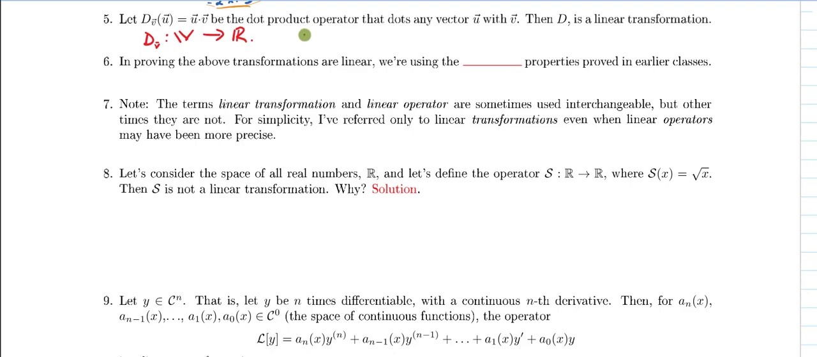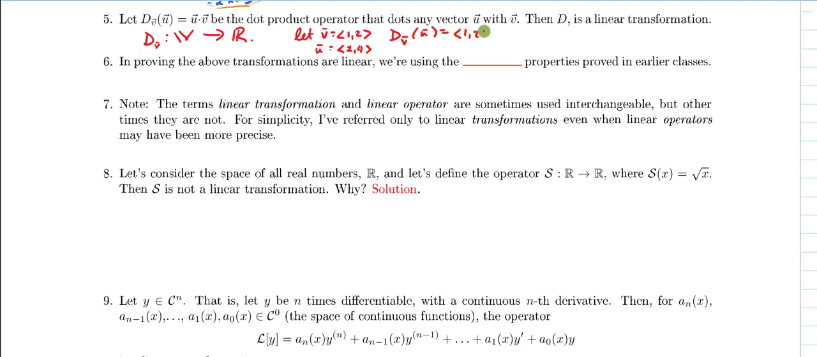So for example, let's let V equal the vector 1, 2, just so it's a little different. And if I were to look at D of V of the vector U, where U is the vector 2, 4, how do I do that dot product? Well, how would I do this linear transformation?